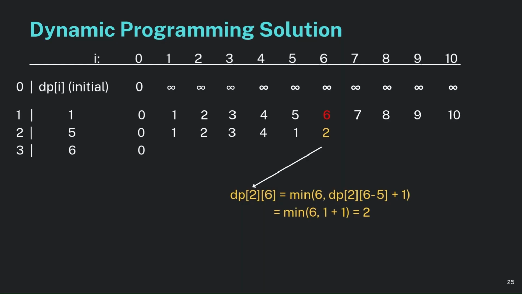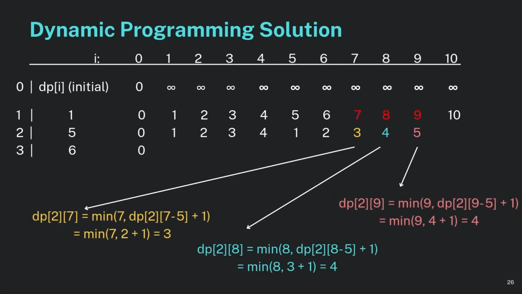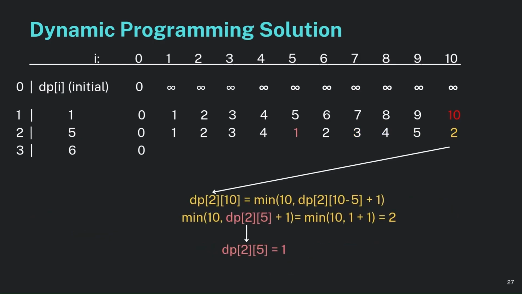When the target is 6, if we take this coin, then we need another coin to adapt this target. So we need to use 2 coins. We are continuing to do the same thing and take the minimum. When the target is 10, if we take this coin, we will have 5 cents remaining. And we can go here and see that we can satisfy that by using just 1 coin too. So that means we can add up to 10 by using 2 coins.